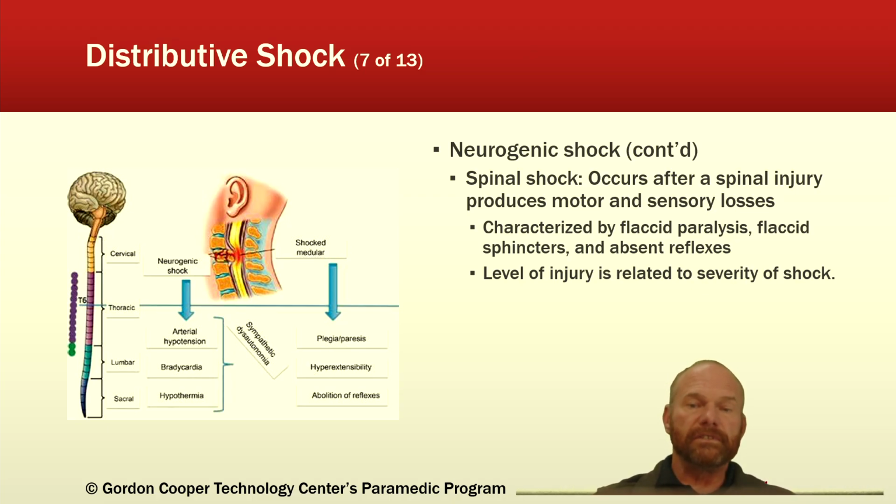So really the level of injury to the spinal cord is related to the severity of the neurogenic shock development. Injury above T1 can disrupt all spinal tracts, controlling the entire sympathetic system. Injuries from T1 to L3 may partially interrupt sympathetic outflow. The higher the spinal injury, the more likely spinal shock will develop.